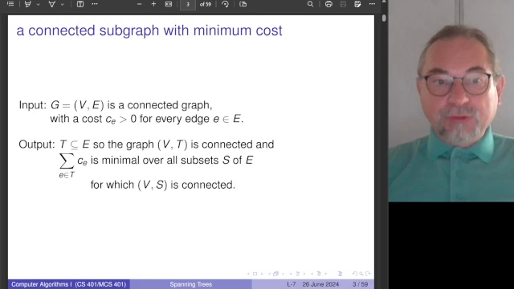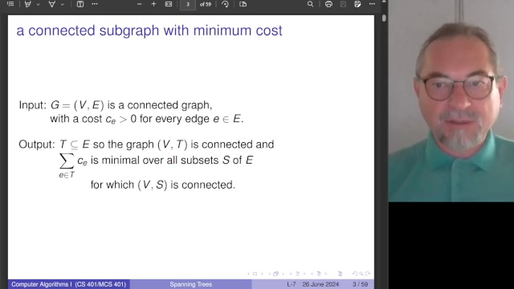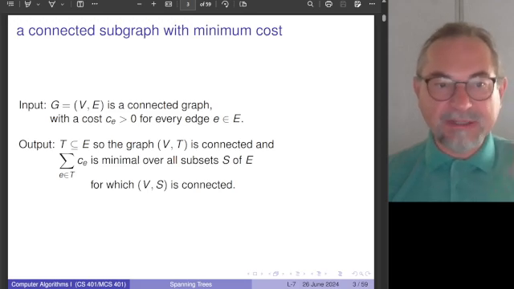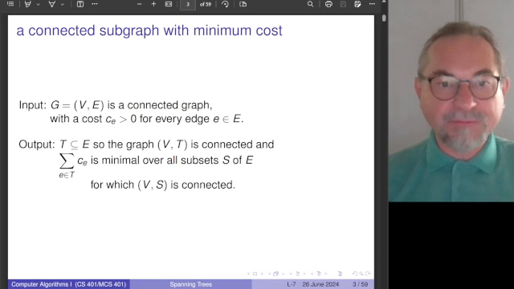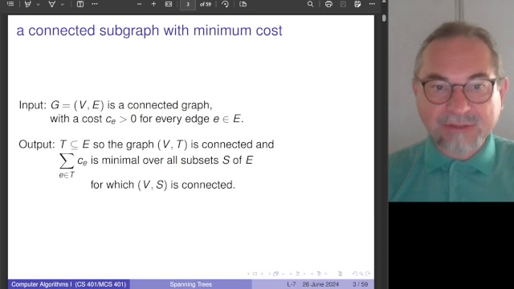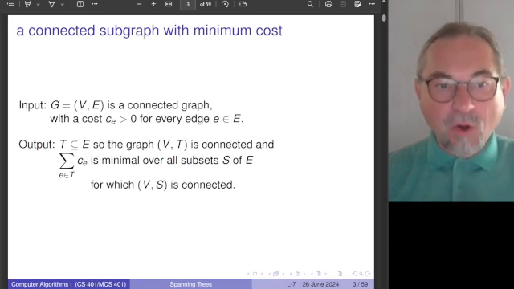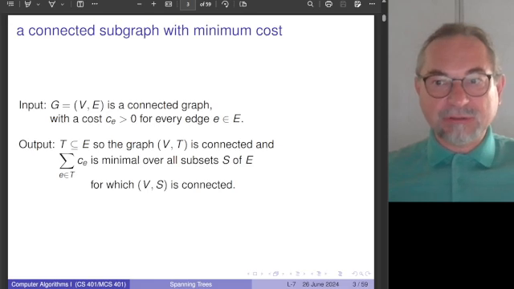We want to compute a subgraph. We call it T. A subgraph, T is actually a selection of the edges of the graph, so that the graph remains connected and that the sum of all the costs is minimal over all possible choices of these subsets of the edge sets.